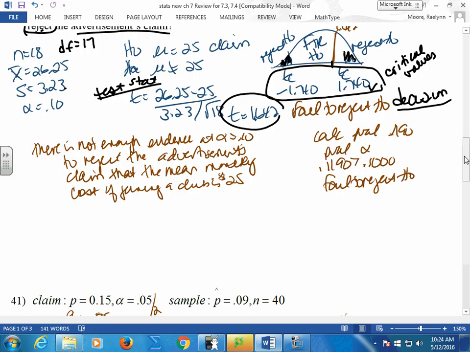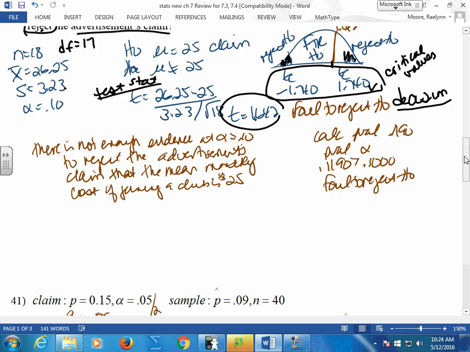Yep. N times p greater than or equal to 5, n times q greater than or equal to 5. And then if so, then you can do whatever you need to do to it. But if you have to determine, you have to do the test. The other one has to tell us either n is greater than or equal to 30, or it approximates a normal curve. This one, we have to decide ourselves.